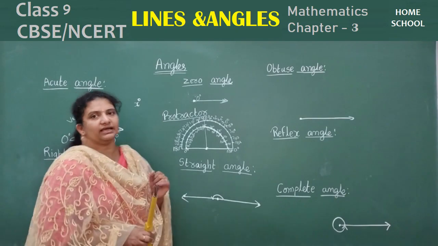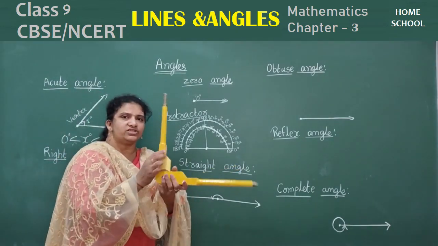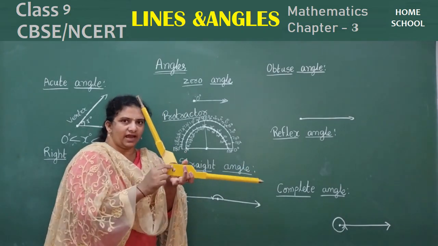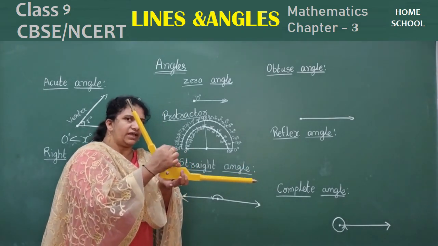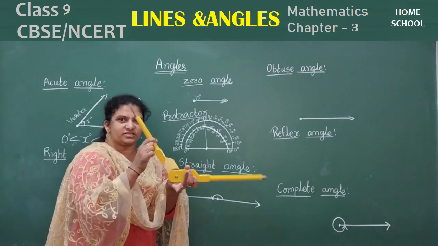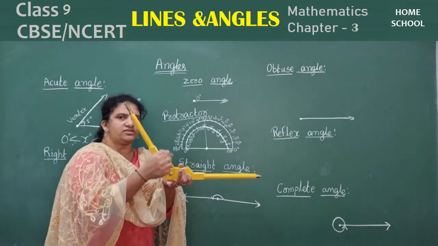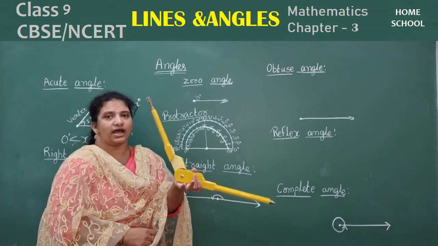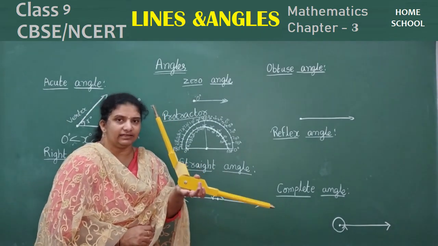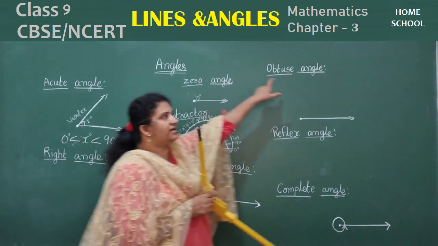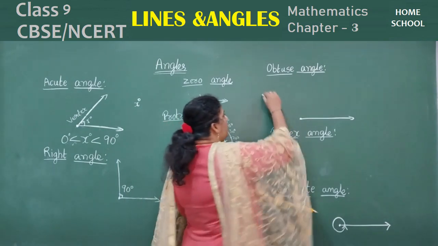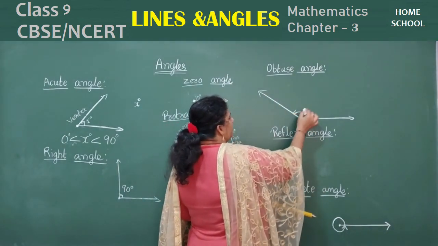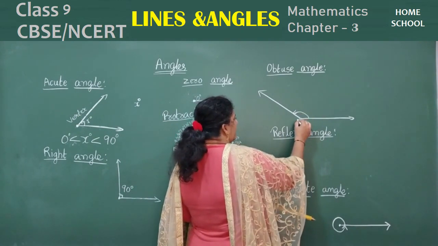So what is the next angle? Look here, children. From 0 it is starting, acute it crossed, right angle it crossed. It is not perpendicular, 90 also finished. Then what is this type of angle called? It is called an obtuse angle. Look here, this is your obtuse angle. What is an obtuse angle? Suppose you may take anything here.